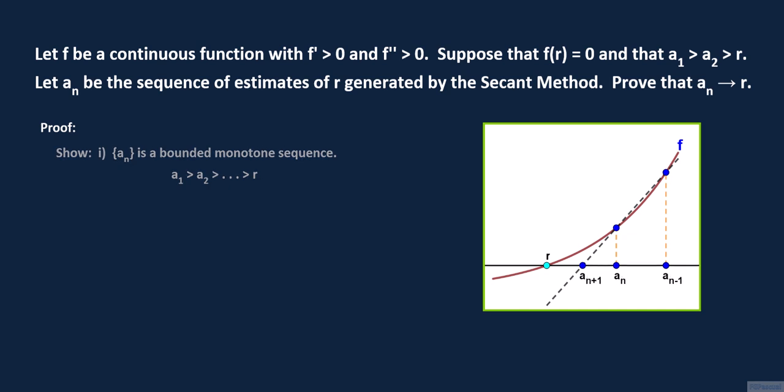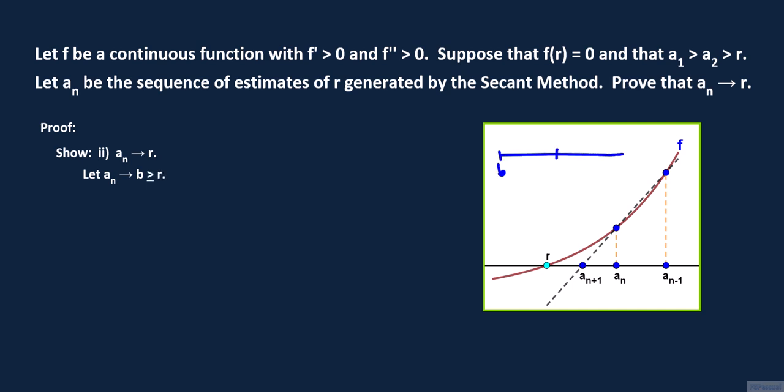We use proof by contradiction to show that the limit of a sub n is r. Let the limit of a sub n be a value b. b cannot be less than r, because if b is less than r, r minus b will be positive, and we could use epsilon to be equal to r minus b.